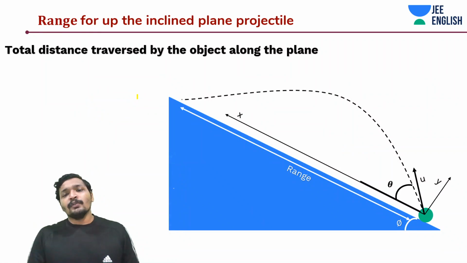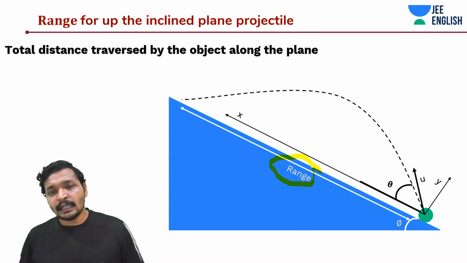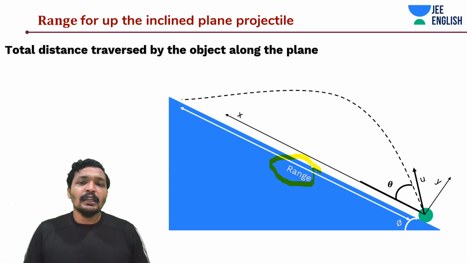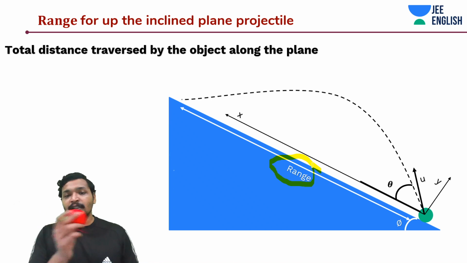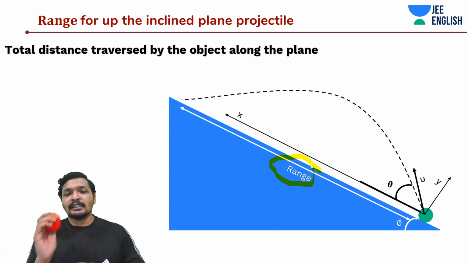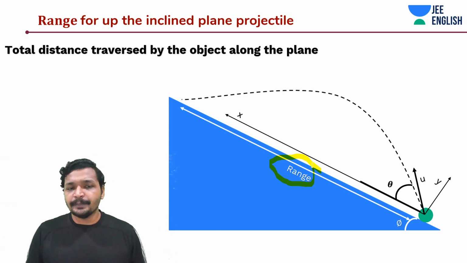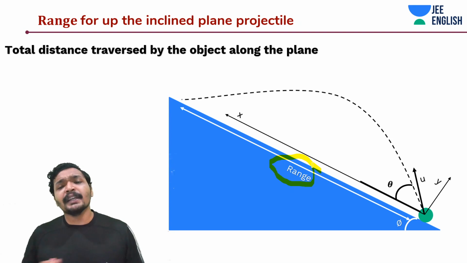Simply, you need to do one thing. In this case, if I am talking about range, it is the range along the inclined plane, this range that is drawn in this white line. This range along the inclined plane is called the range in an inclined plane problem, unless explicitly said that you want to find it along the x-axis where the x and y-axis are not rotated, then the scenario would change. So it's the total distance traversed by the object along the plane. That's the range on an inclined plane.